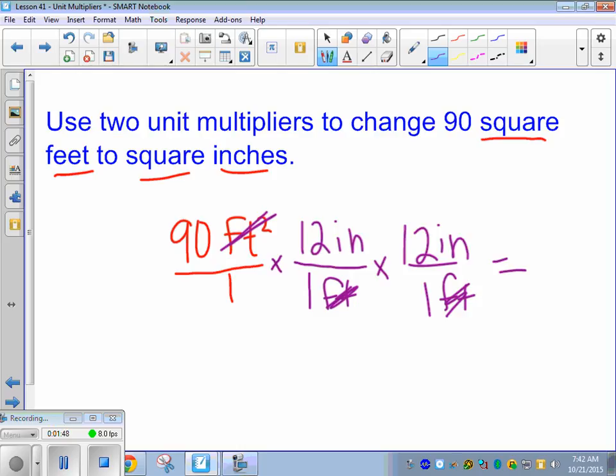So 90 times 144, what is that? Someone with a calculator? 12,960. All right. Inches squared for our final answer.